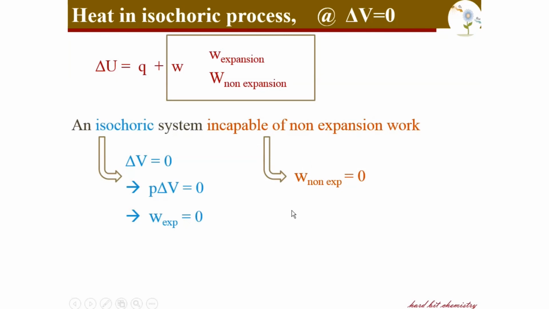In that condition, we can write the total work as zero, so the change in internal energy is represented by the heat. Whatever heat is absorbed by the system is stored as internal energy, or whatever heat is lost by the system is reflected in the loss in internal energy at constant volume. So this relation holds, that is, change in internal energy is equal to the heat at constant volume conditions.